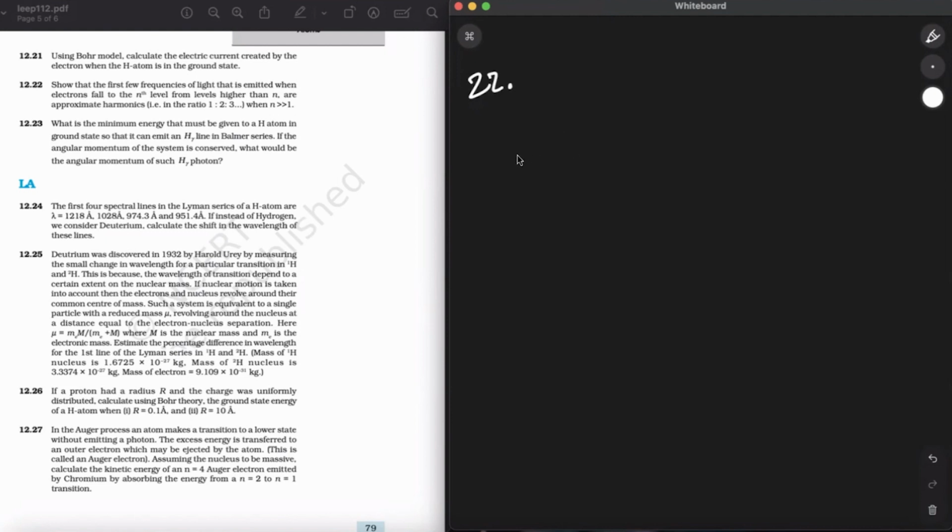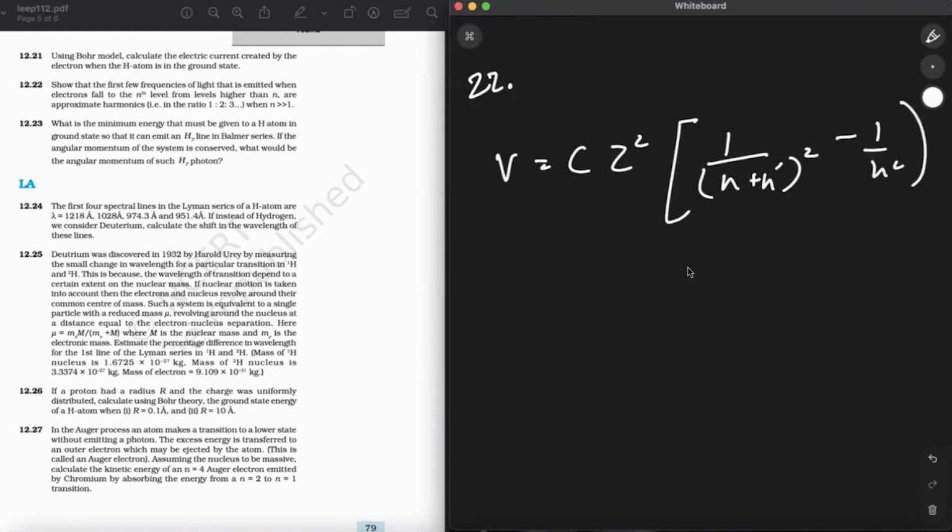All right. So writing about the frequency, we all know frequency can be written as a constant times z square, times 1 upon n dash square minus 1 upon n square. तो अब यहाँ पे हम लोग को दिया हुआ है that it has been given that n is greater than n dash. N dash is 1, 2, 3. Okay.